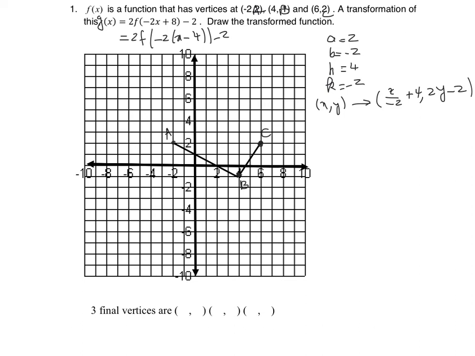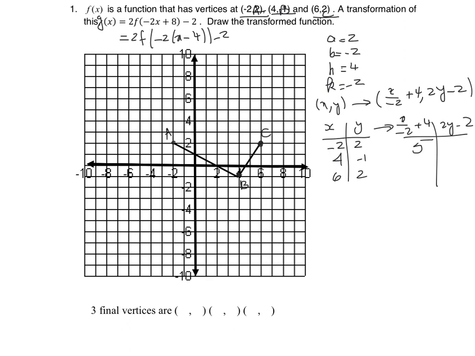So this means that if our table of values is negative 2 and 2, 4 and negative 1, and 6 and 2, remember these: negative 2 and 2 is this point, 4 and negative 1 is this point, and 6 and 2 is this point. It's going to be transferred to these new values, x over negative 2 plus 4 and 2y minus 2. When x is negative 2, we get negative 2 over negative 2 is 1, 1 plus 4 is 5. When x is 4, 4 over negative 2 is negative 2 plus 4 is 2. When x is 6, 6 over negative 2 is negative 3 plus 4 is 1.